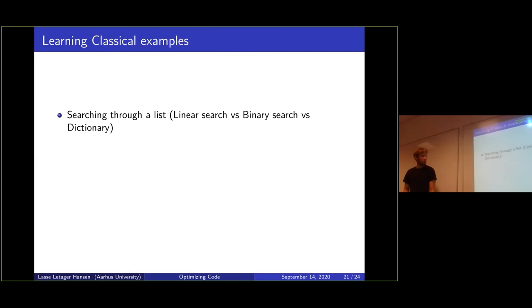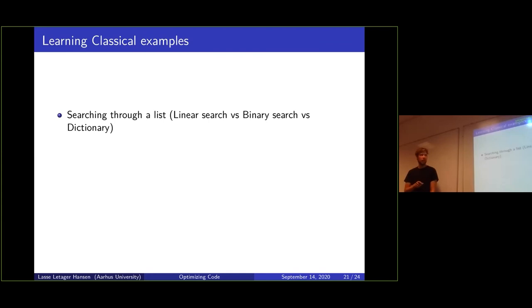Yes, and then knowing some classical examples, as I said before, will actually help you spot problems in your code. So when searching through a list, if you search for a key, you do it with the linear search, where you just search from the start to the end. That takes O of n time.